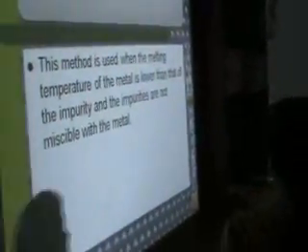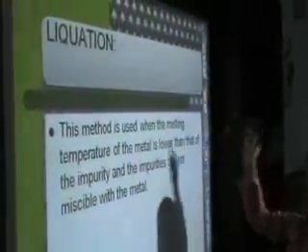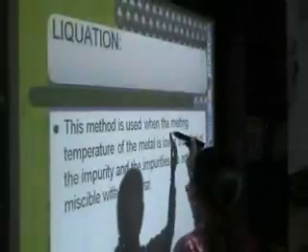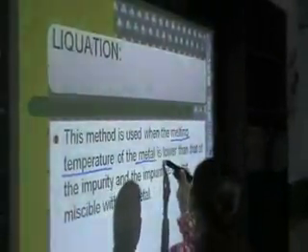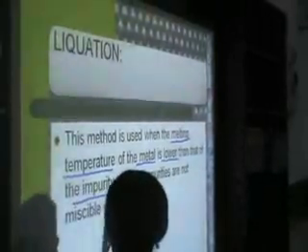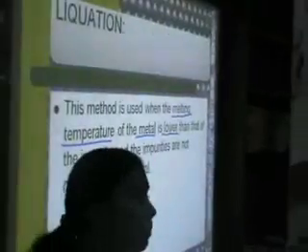Now here what is happening is that the metal is having a lower melting point. Alright, and most importantly your impurities are not miscible with it. So the major point we need to remember is that the melting temperature of the metal is lower than that of the impurity, and the impurities are not miscible with the metal.